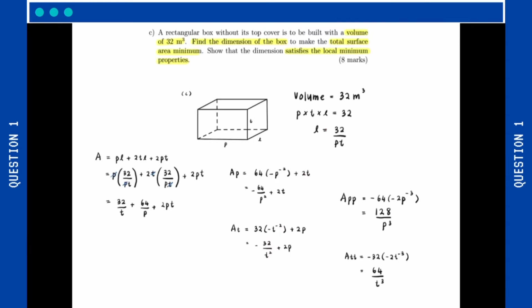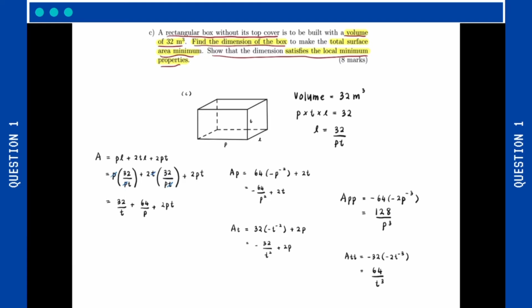Okay, next for the last question, question 1, the question gives a rectangular box without its top cover, and the volume of the rectangular box is 32 meter cube. We need to find the dimensions of the box to make the total surface area minimum. And lastly, we need to show that the dimensions satisfy the local minimum properties.